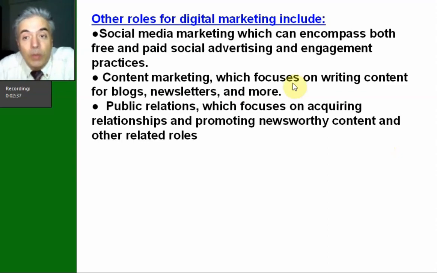Content marketing focuses on writing content for blogs, newsletters, and more. For example, if you're writing a blog about a certain thing, and I'm looking for that certain thing, I'll be glad to find your content, your blog. So these are the things that you can do to promote your website. Also public relations, which focuses on acquiring relationships and promoting newsworthy content and other related roles. So these are the other things that are related to SEO, right?